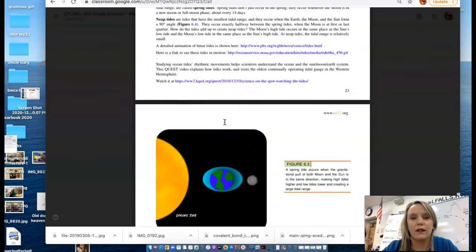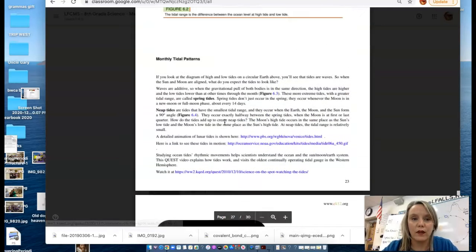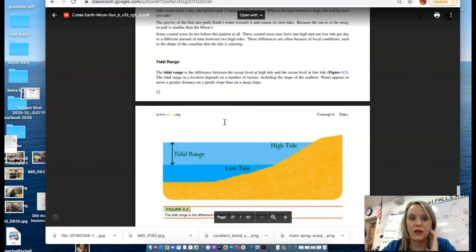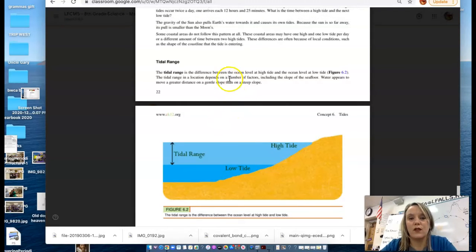I wanted to get into a little bit more detail today about what tidal range is, okay? So tidal range is the difference between the ocean level at high tide and the ocean level at low tide. Okay, it's just a vocabulary term.